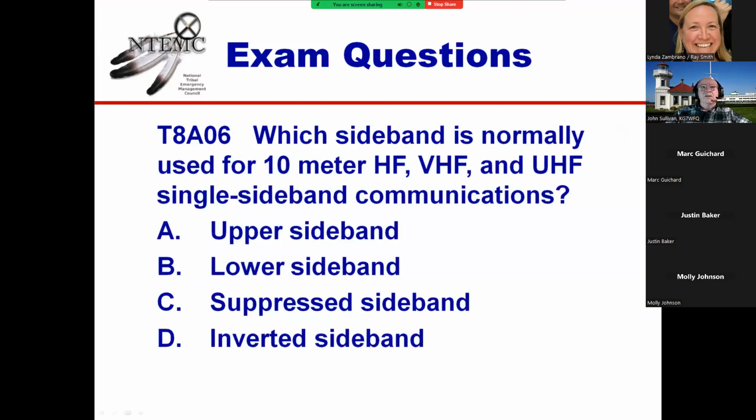Which sideband is normally used for 10-meter HF, VHF, and UHF single sideband communications? So the question is, 10 meters is above or below 10 megahertz?